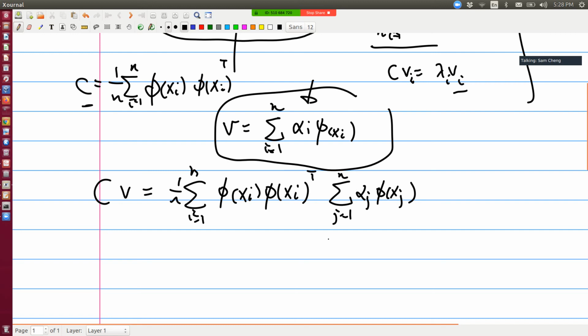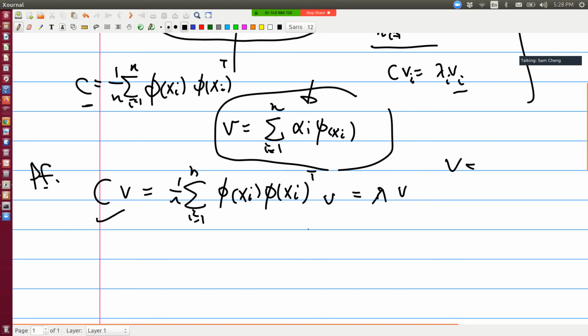Oh, actually, I want to do another way. I'm sorry about that. So I make a proof here. Let's assume that V is the eigenvector of this matrix. So this matrix multiplied by some vector V is equal to lambda V, because V is an eigenvector of C, therefore I have this.